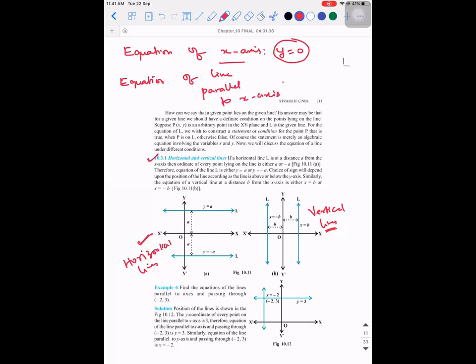Y equal to a constant. That's right. So y is equal to a constant. We have discussed this in relations and functions also. When I discussed functions, I explained it. So y is equal to a constant, and that's what we are doing here.